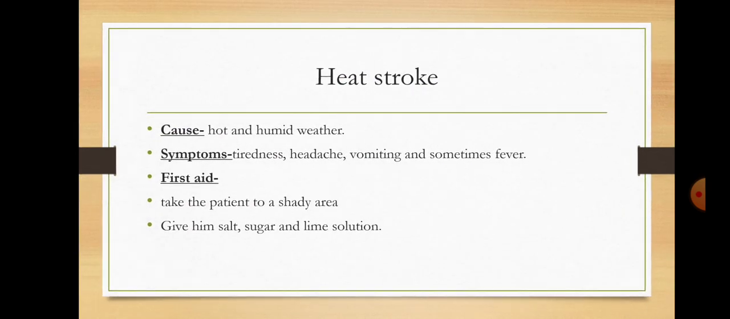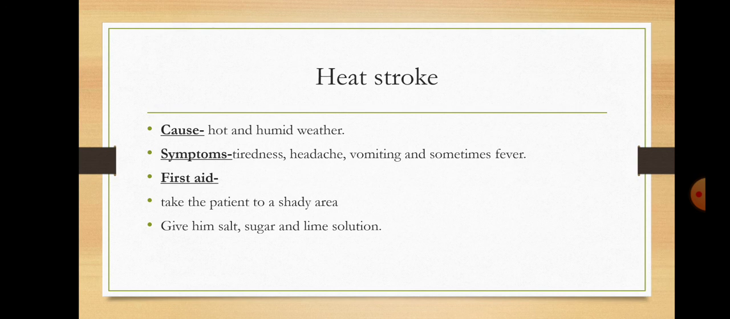Next one is heat stroke. Now, how is heat stroke developed? Heat stroke, as the name indicates, is a phenomenon which usually occurs during hot and humid weather. Now, what are the symptoms of heat stroke? Tiredness, headache, vomiting, and sometimes fever.